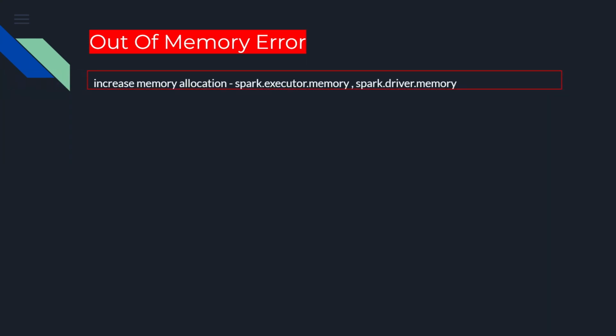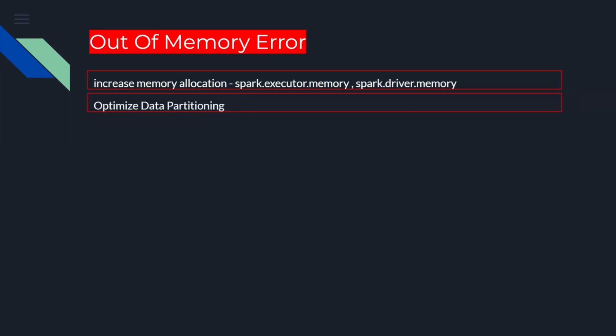If you want to increase that memory, you can always set it in the configuration. Here we can see spark.executor.memory and spark.driver.memory. So we can play around with this memory allocation. This will be the first step. But again, this might resolve the problem, but it will not address the underlying issues. So be mindful before changing any configuration of executor and driver memory.